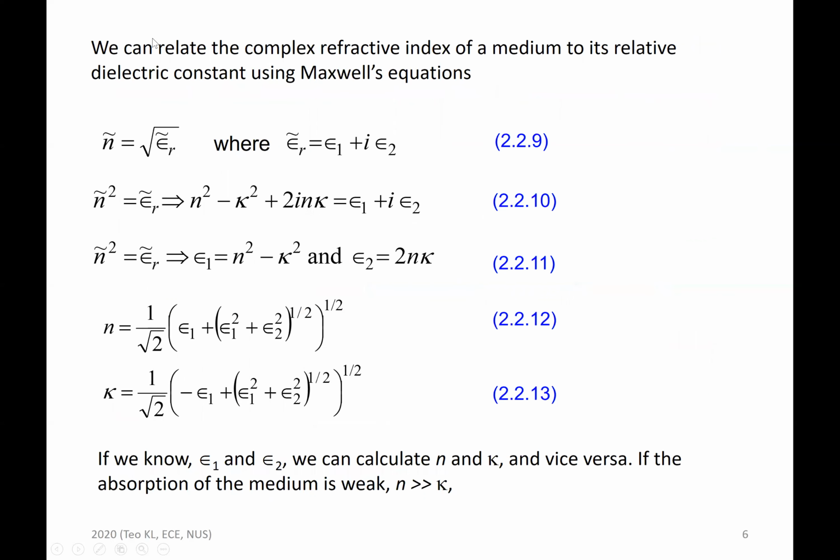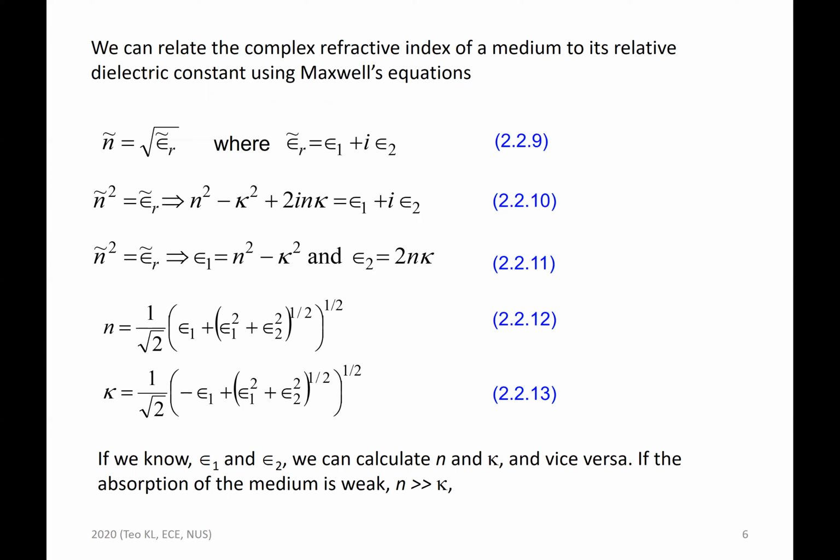Now, by Maxwell's equations, you can relate the complex refractive index of a medium to its relative dielectric constant. I'm not going to go through the derivation, but I will just quote the result. The relative dielectric constant also has an imaginary part and a real part. The complex refractive index is equal to the square root of the complex dielectric constant. So you just take the square on both sides, you will get this term, and then you compare epsilon 1 plus i epsilon 2. The real part will be n squared minus kappa squared, and the imaginary part will be 2nk, which is written down here.